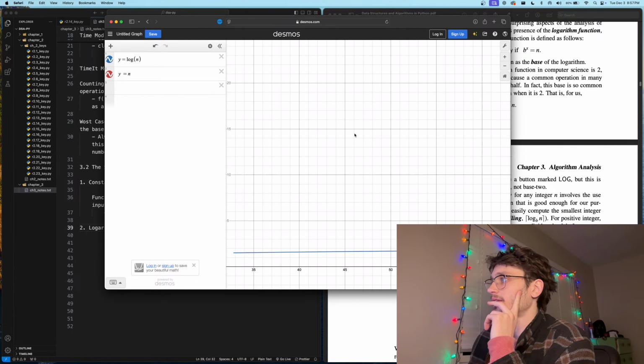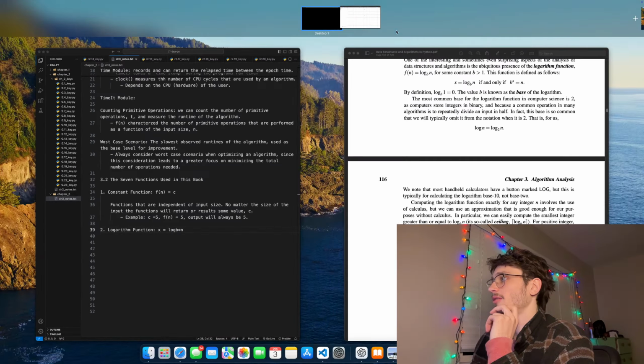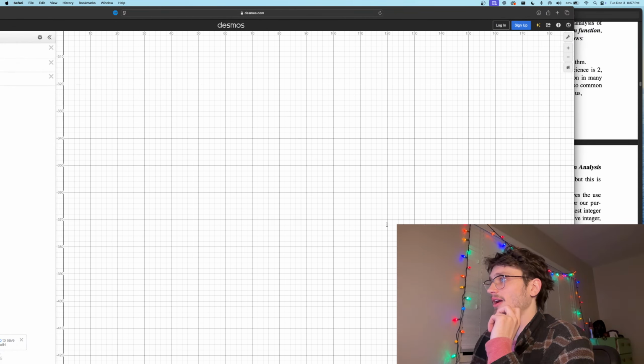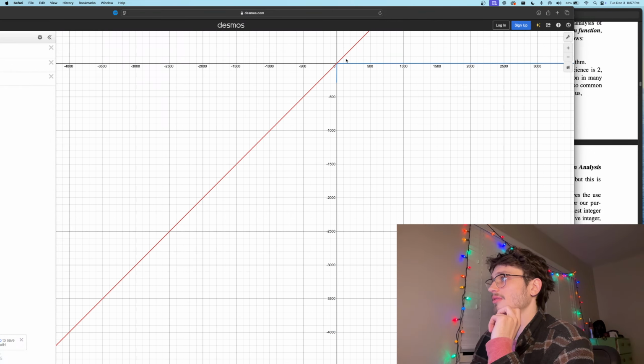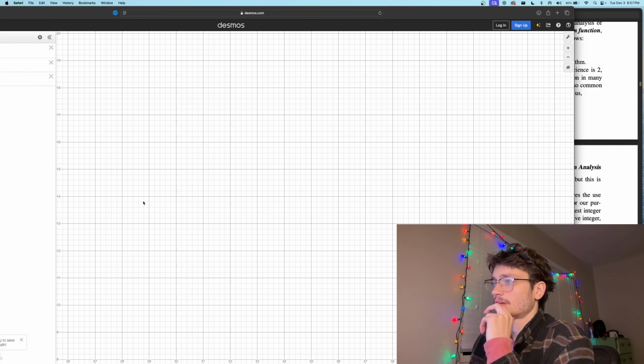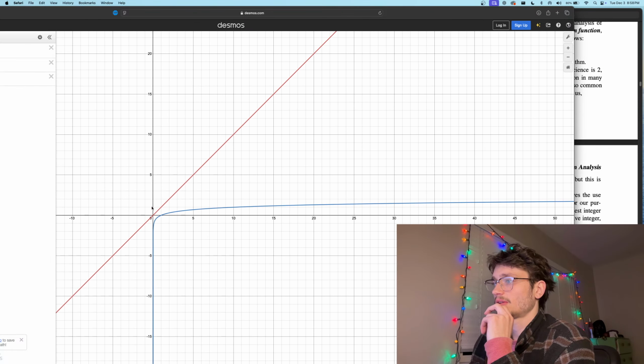Why is this zoom terrible? Stop doing that. It is really bad. Desmos, come on. Seriously, this is ridiculous. Okay. Oh, this is so bad.